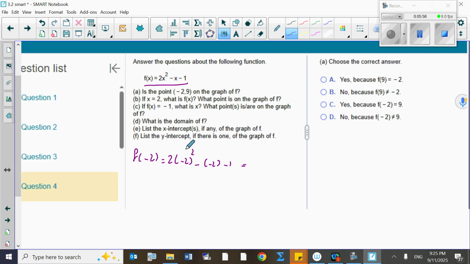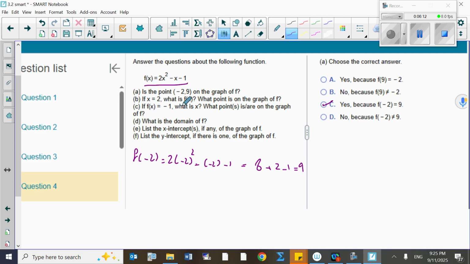So that's going to be -2 squared is 4 times 2, 8, minus -2 is plus 2 minus 1. So that's equal to 9. So yes, because f of -2 is equal to 9.